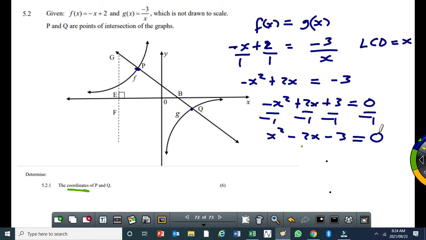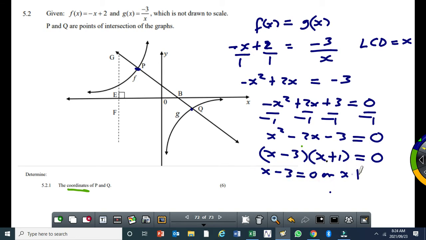Then you factorize here. So you get x minus 3 times x plus 1 equal to 0. So that will be x minus 3 equal to 0, or x plus 1 equal to 0. And this will give you x equal to 3 or x equal to negative 1.